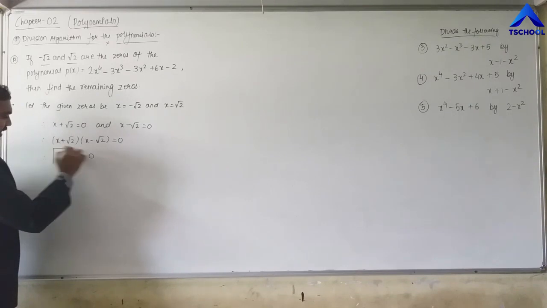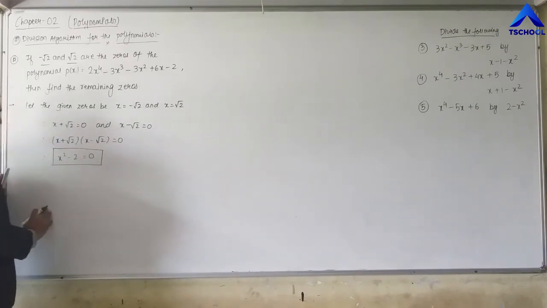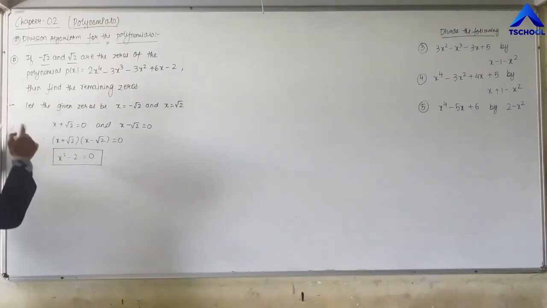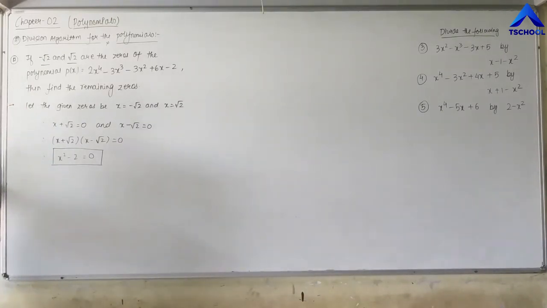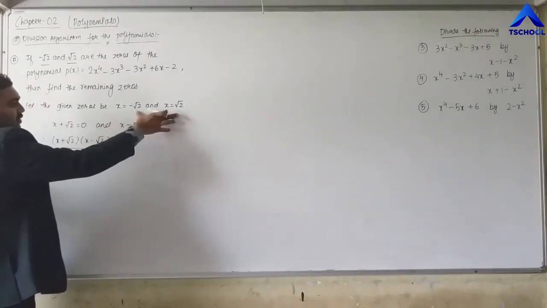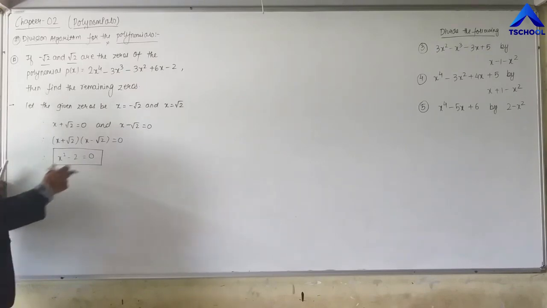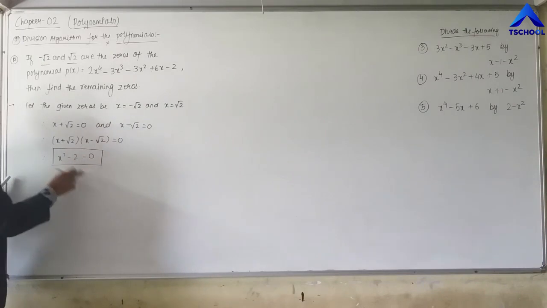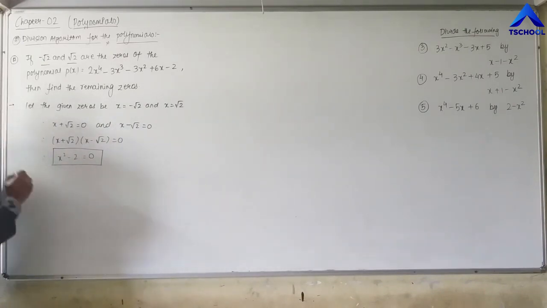So we got a conclusion here that one of the factors of this given polynomial p of x will be x square minus 2. Why? Because x minus root 2 and x plus root 2 are the zeros. If I put both values here, this will be verified, because root 2 square is 2, minus 2 is 0, and minus root 2 square is again 2, and 2 minus 2 is 0. So both are zeros, so this will be a factor of the given polynomial.